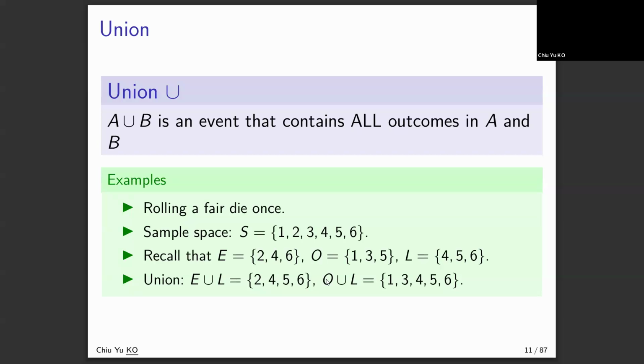E union L, you can check one by one. 2 is here, just put it there. 4 is here, just put it there. 6, put it here. And 4 is already done, 6 already done. 5 is not, so just include it. You're done. And O union L, we just do the same. Pick up everything there, remove the duplicates, and that's it. That is O union L.